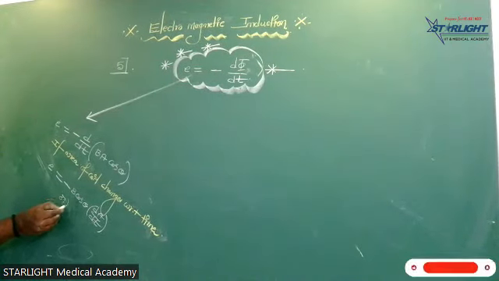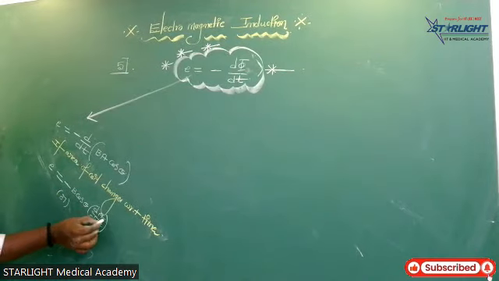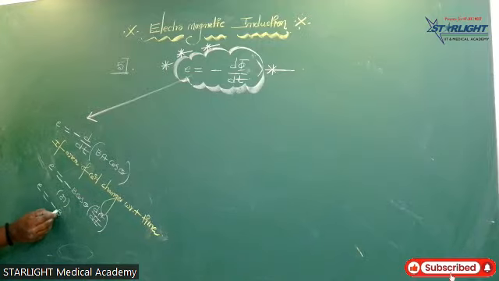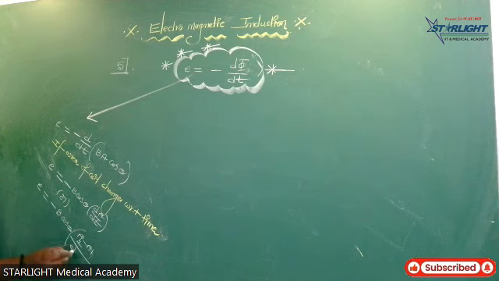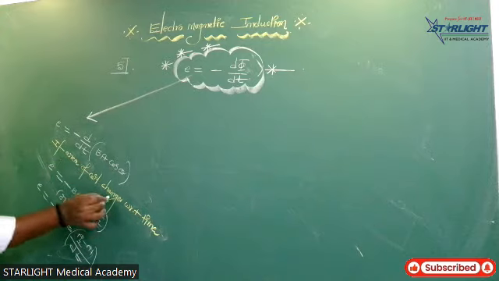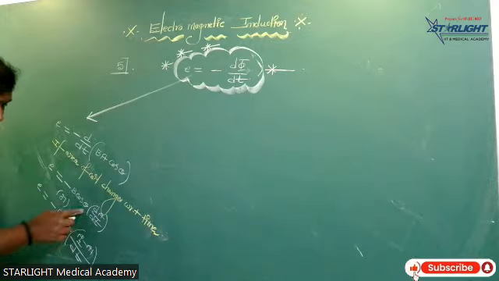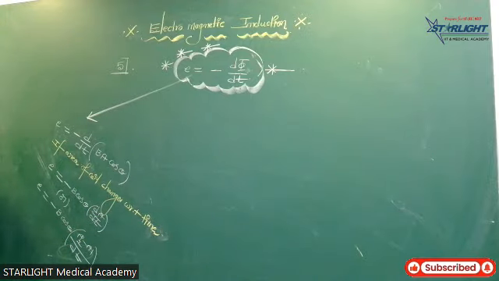Or how else can we write this? If the coil area changes from A1 to A2, E is equal to minus B cos theta (A2 minus A1) upon dt. We can write it like this. So if the area of the coil changes with respect to time, these are the formulas. When A1 and A2 are given, then we use these.